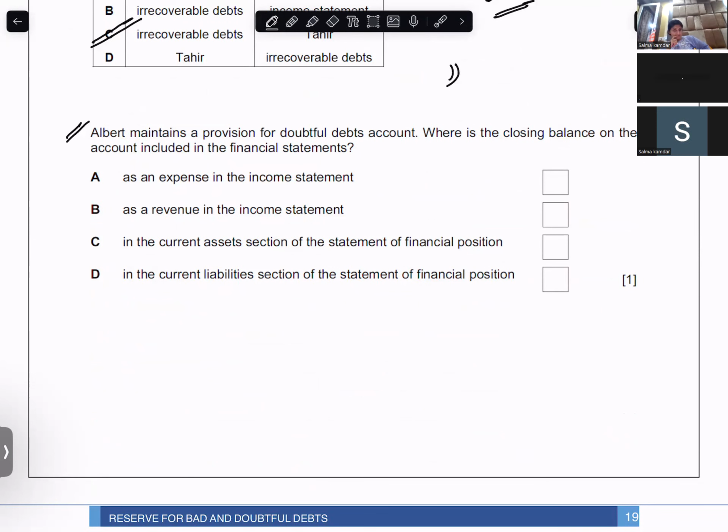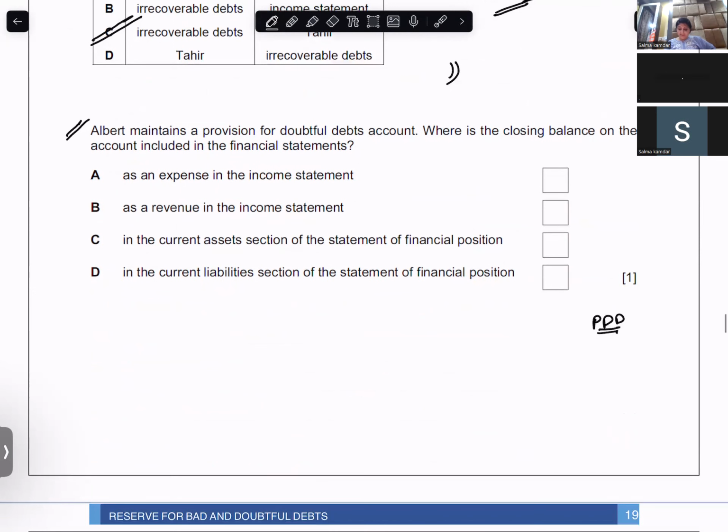Albert maintains a provision for doubtful debts account. Where is the closing balance on the account included in the financial statements? The closing balance of provision for doubtful debts. You will always remember that old provision comes on the credit side, new provision comes on the debit side. We always remember it as OC and D. Old provisions on the credit side, new provisions on the debit side.